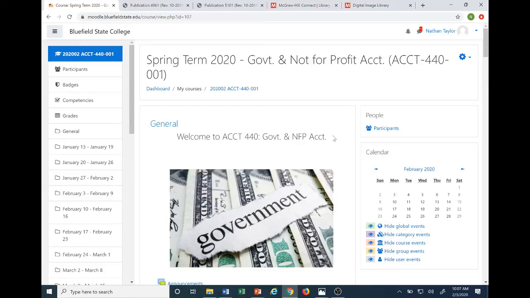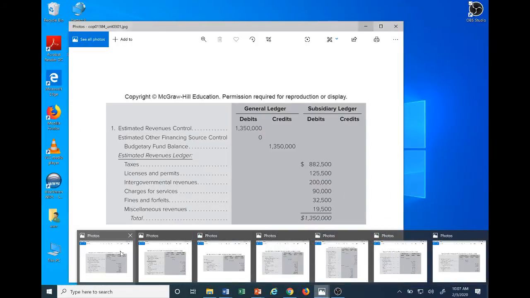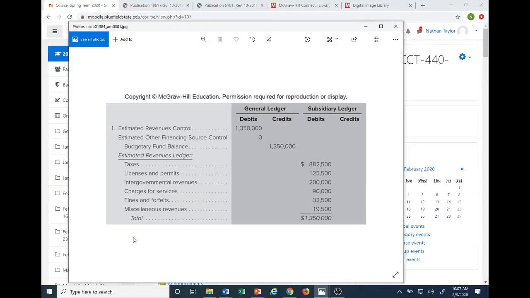So it was just a debit to each relative thing, a debit for the estimated revenues and a debit for the estimated other financing sources. Well, obviously, for estimated revenues, there are going to be different revenues coming in from taxes and different sources, because if you recall, revenues are accounted for by source, where the money's coming from. So just a quick example here, out of the appendix of chapter 3. I just wanted to go over it really fast before we jump into chapter 4.